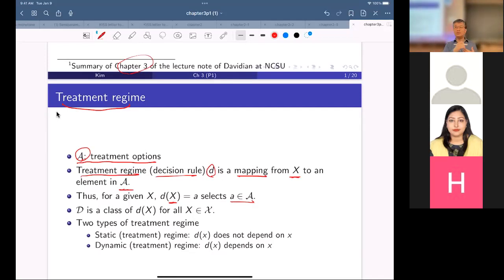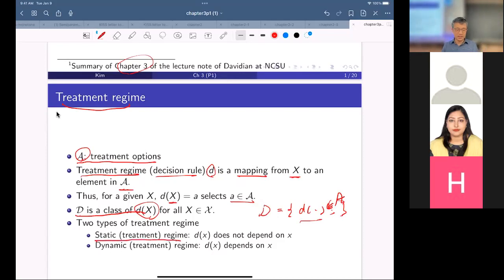You could have multiple rules, right? You have multiple decisions, and you want to find the best decision somehow. So then you can think of a class of rules. That is the set of decision rules. Basically, it's the set of all possible rules whose range is in A, right? Okay, so what would be the simplest possible rule?